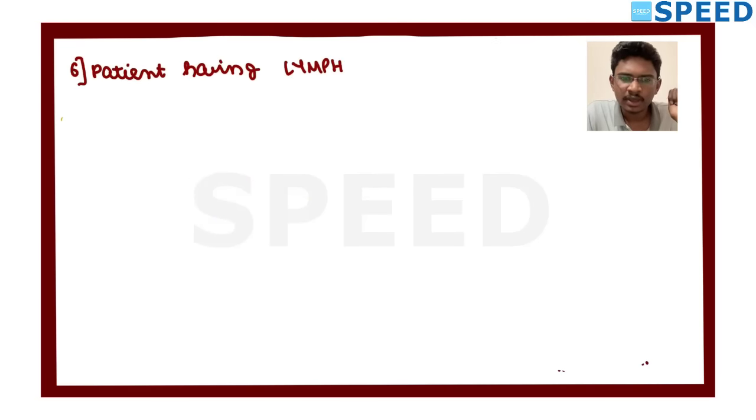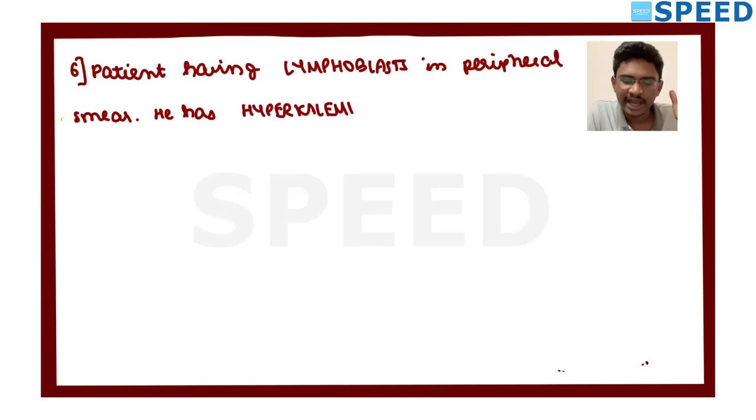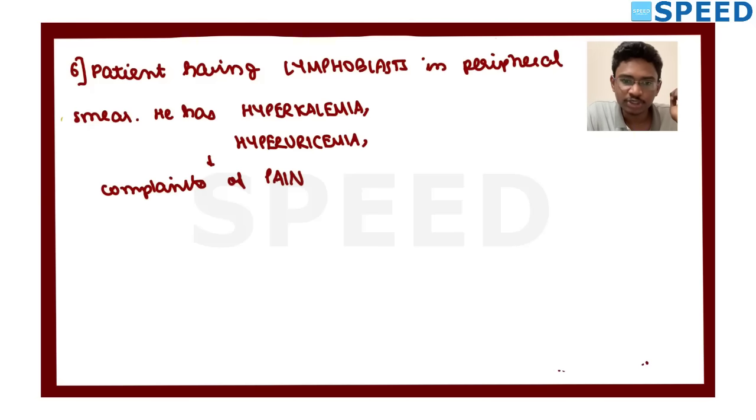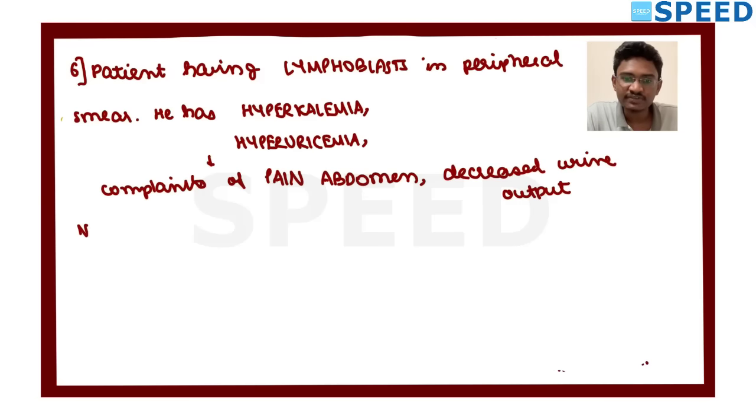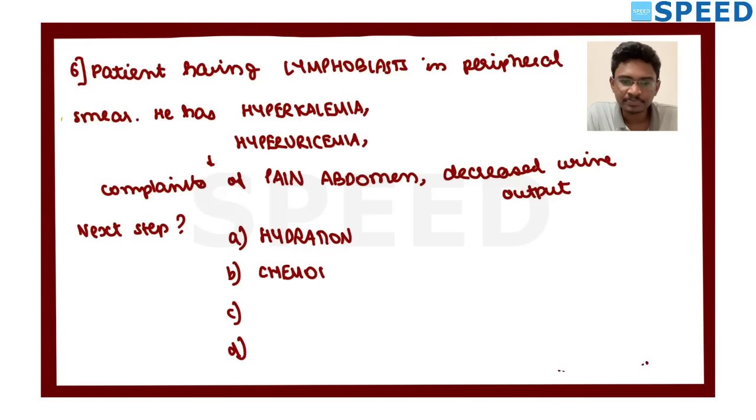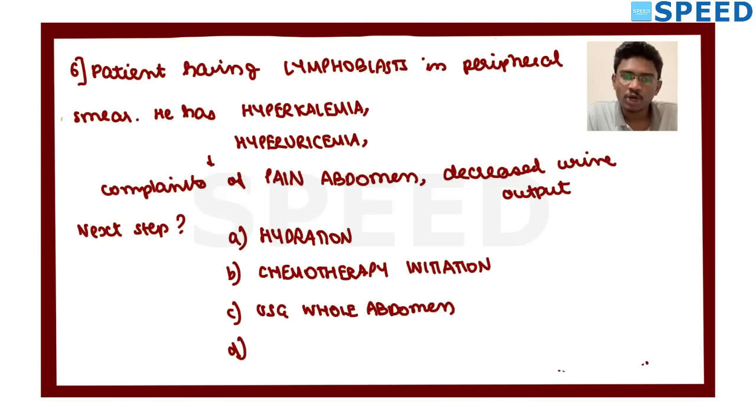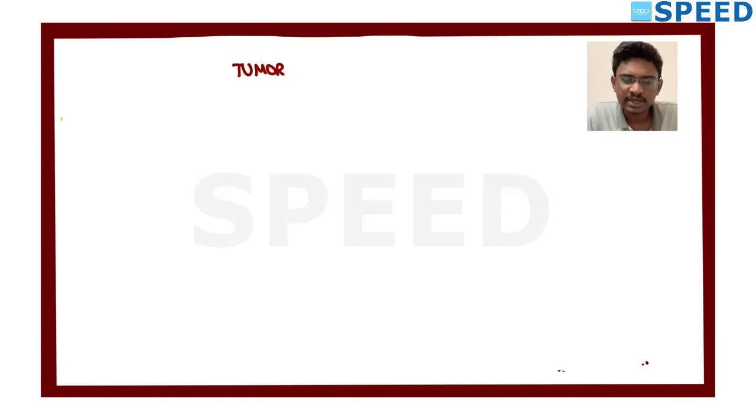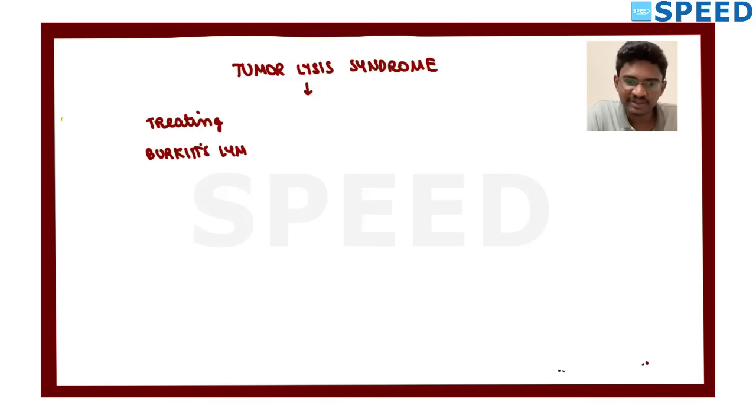A patient having lymphoblasts in peripheral smear was found to have hyperkalemia, hyperuricemia, and also reduced urine output, and he complains of severe abdominal pain. So here, what to do next? A, hydration, B, start chemotherapy for this patient, or C, ultrasound whole abdomen, D, I think it's probenecid. So here, if you see what is happening, it is nothing but tumor lysis syndrome. Lymphoblasts are seen in the peripheral smear.